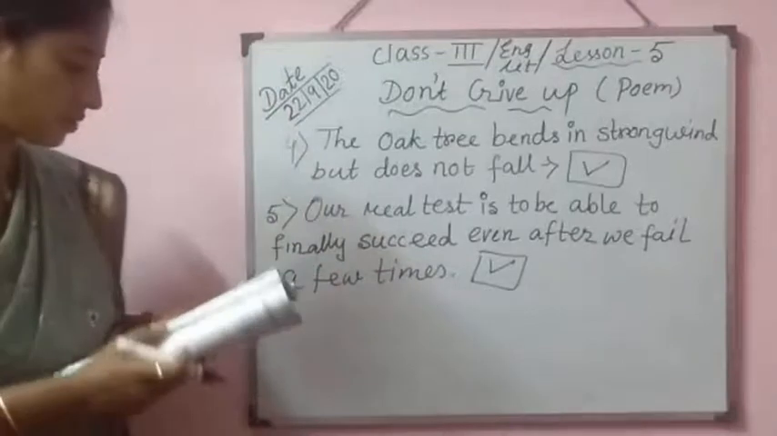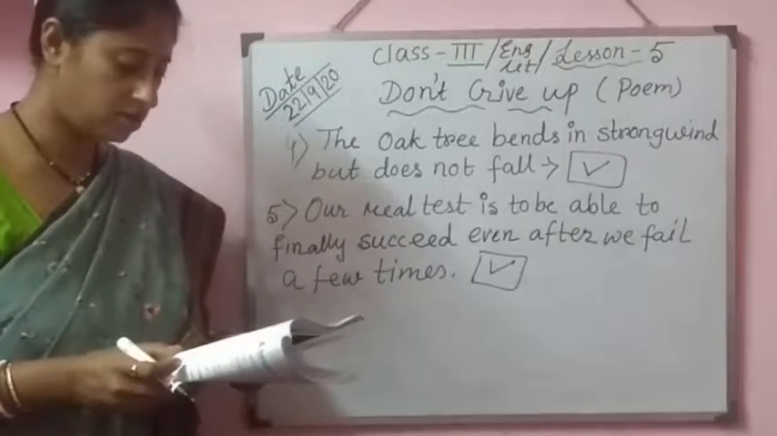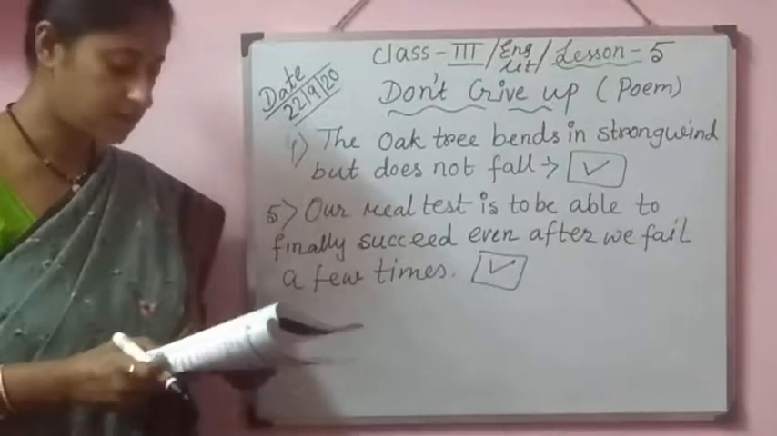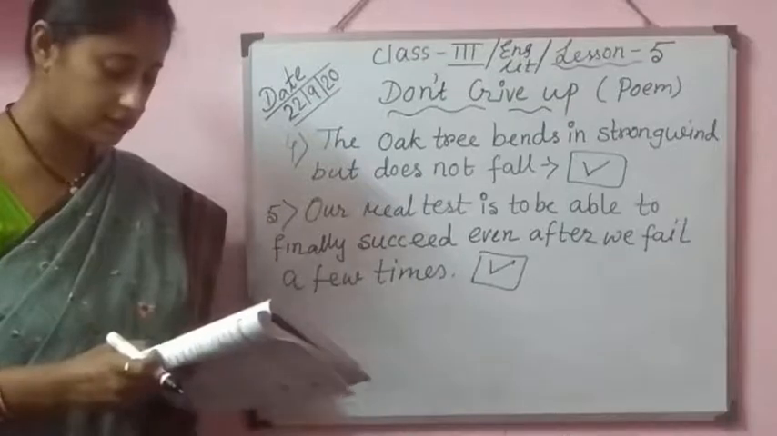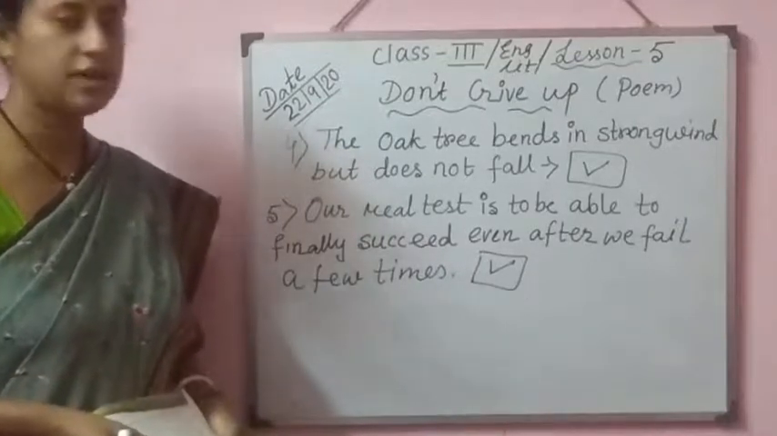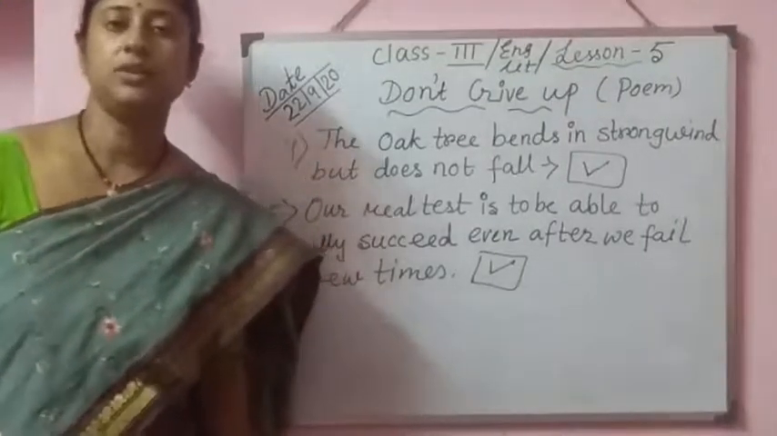So students, number 1 is cross, number 2 is right, number 3 is cross, which means wrong, number 4 is correct, and number 5 is also correct, which means tick. Okay, so students, everybody write it in your copy. Next day I will continue again.